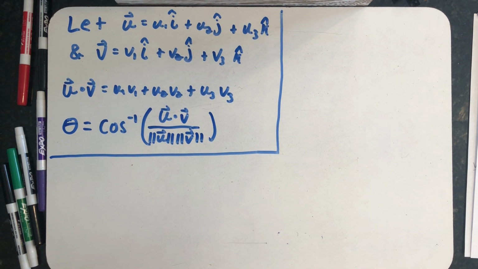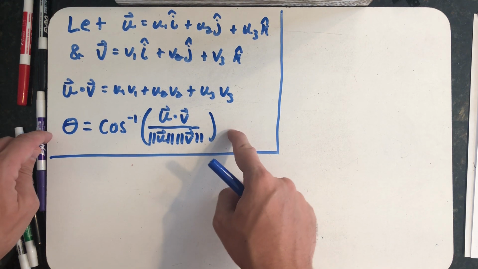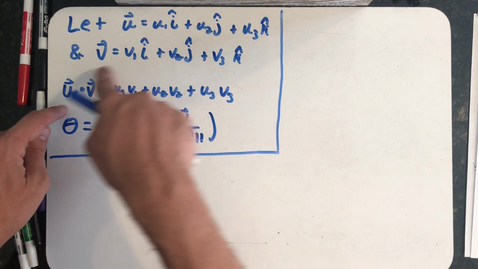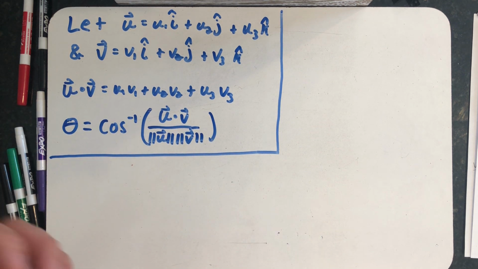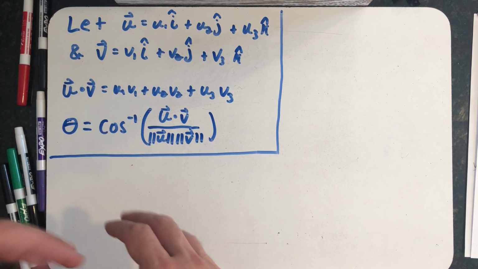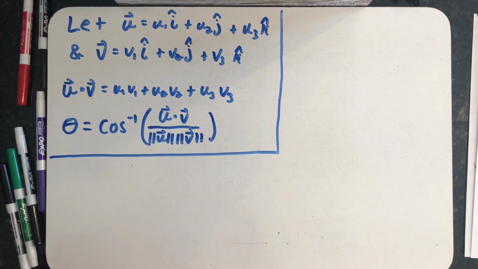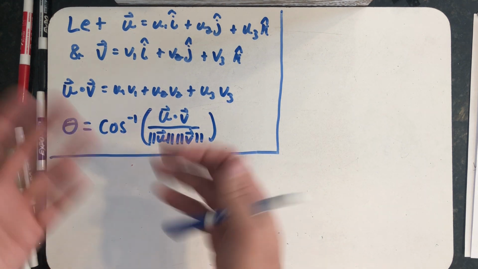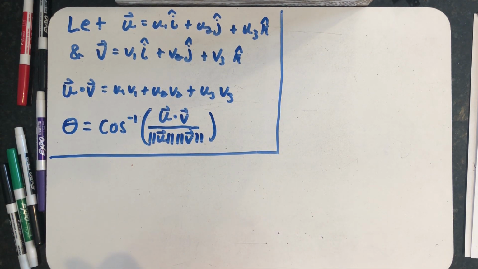In our last video, we found the angle between two vectors u and v to be this calculation. Along the way, we derived or came up with this idea of dot product: that the dot product of the two vectors is the calculation u1 times v1 plus u2 times v2 plus u3 times v3, a scalar. And we can use that to find the angle between two vectors.